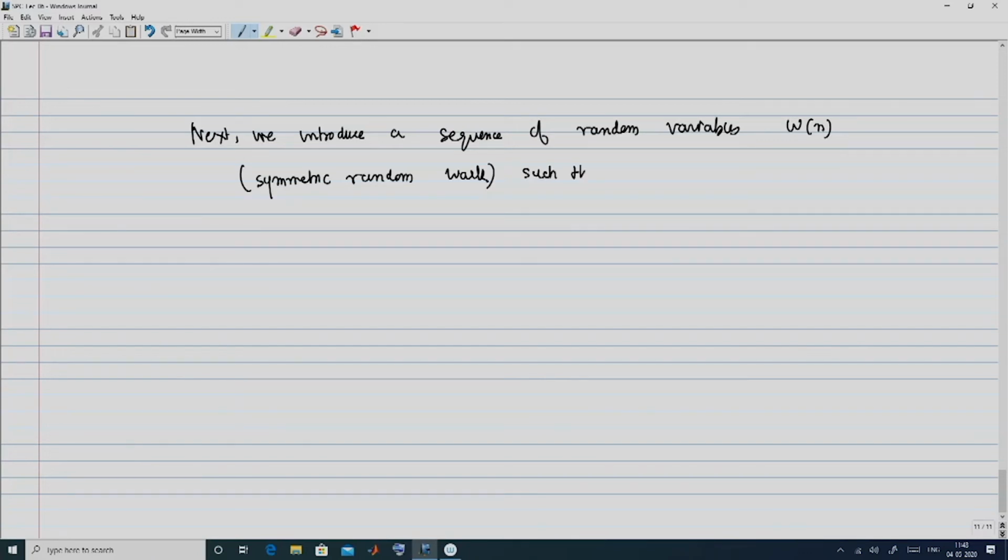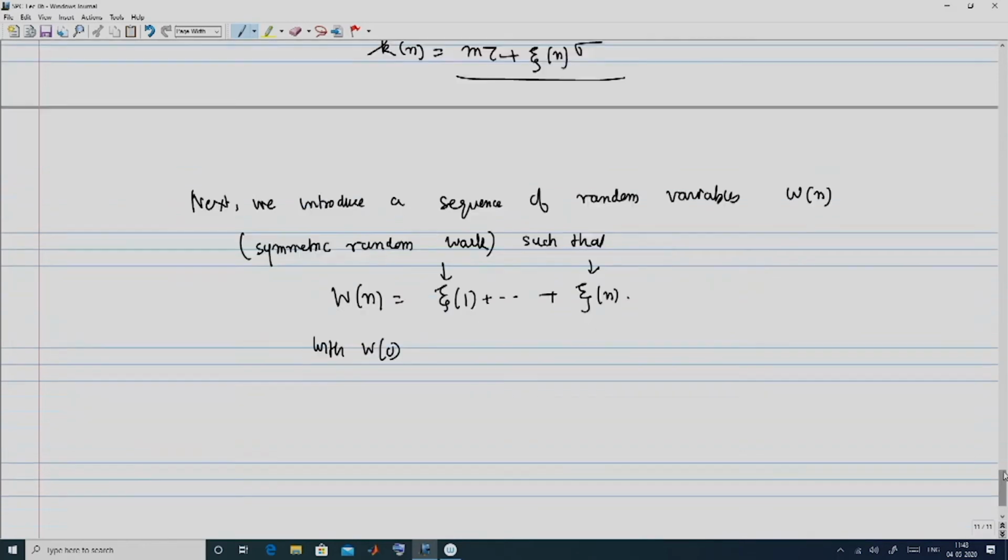Next, we introduce a sequence of random variables, say w of n. This is what is known as a symmetric random walk, such that, how do I define this? It is going to be nothing but the sum of xi 1 plus all the way to xi n, with W0. So, I have been calling it zeta, but please note that this is xi.